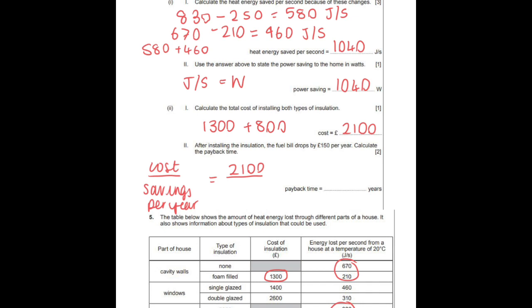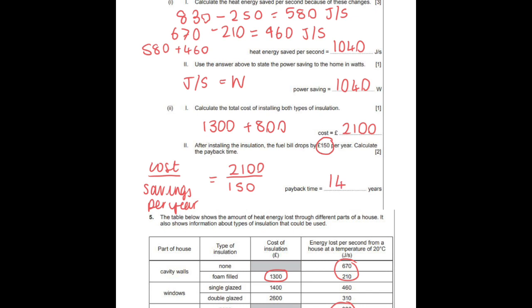And the savings per year is going to be £150. That £150 just came from the question, so that's our savings per year, £150. So we do the cost of installation, £2,100, divided by £150, that's 14 years.